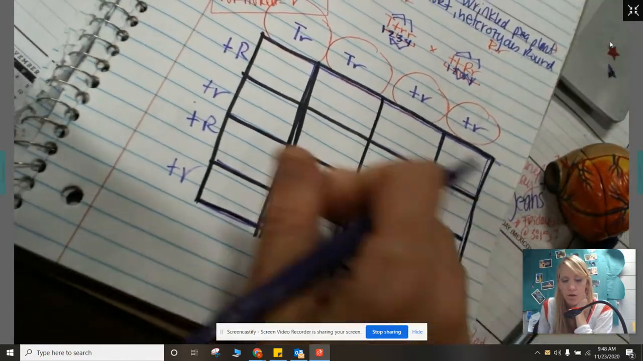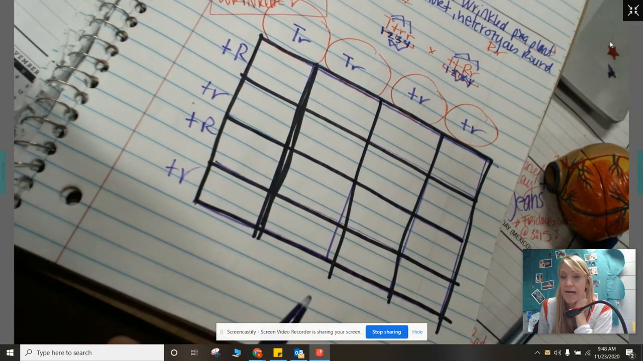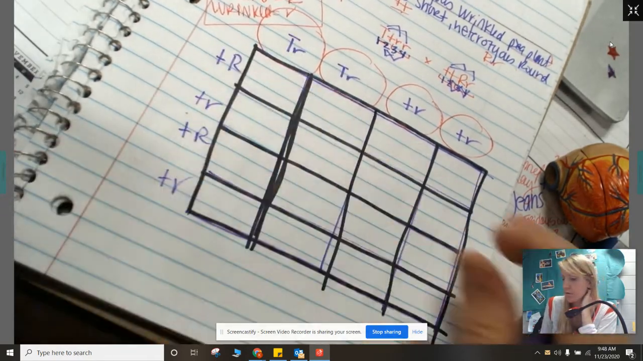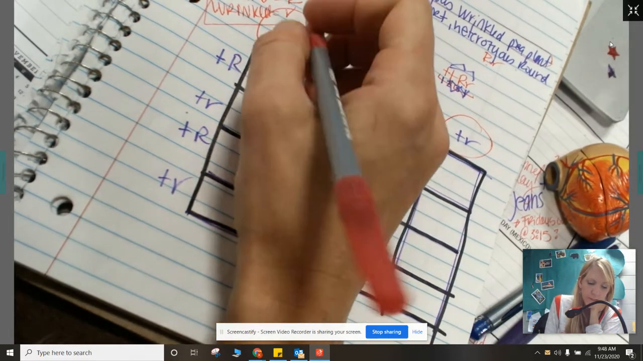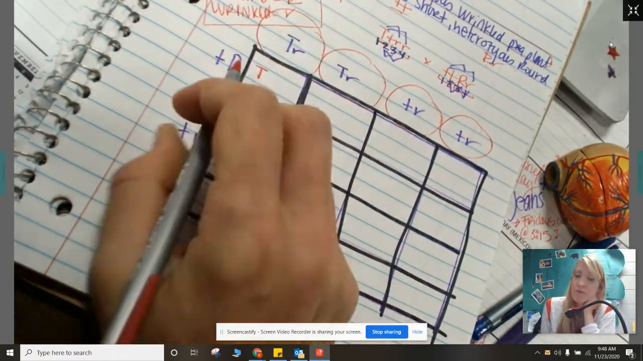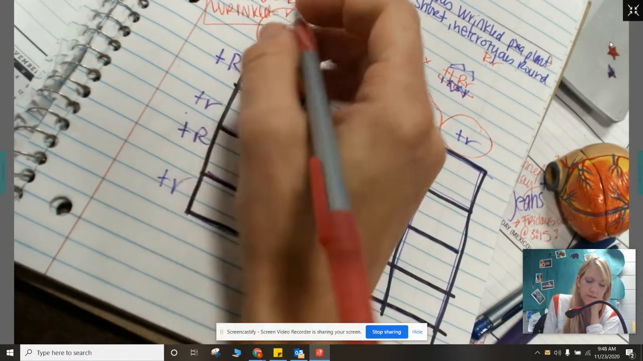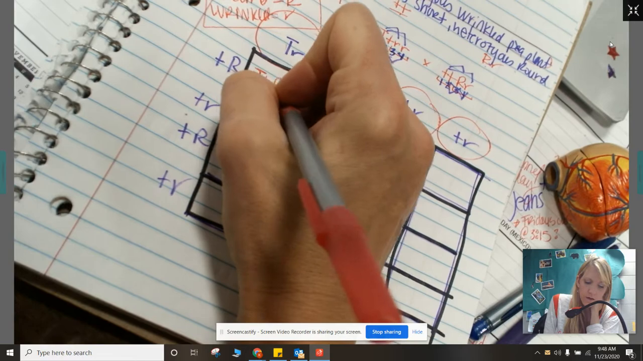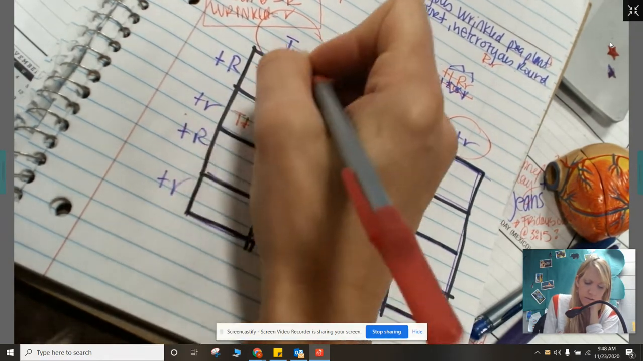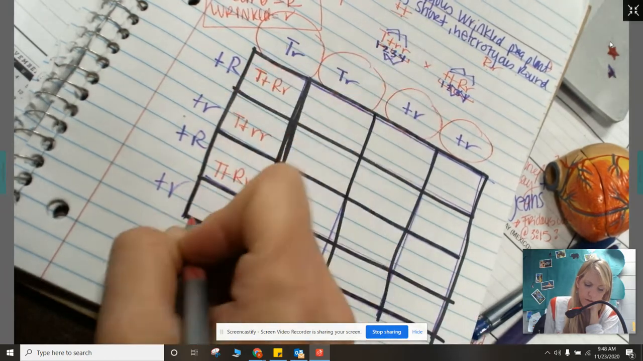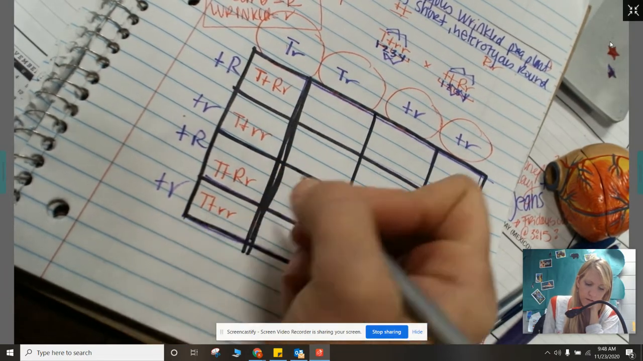All right, so now when you fill out this dihybrid thing, you have to bring it down and over. So let's use red. So big T down. Remember, keep the letters, put the dominant one first, but keep the letters by each other. Lots of rules. Big T, little T, big R, little R. Big T, little T, little R, little R. Big T, little T, big R, little R. Big T, little T, little R, little R.